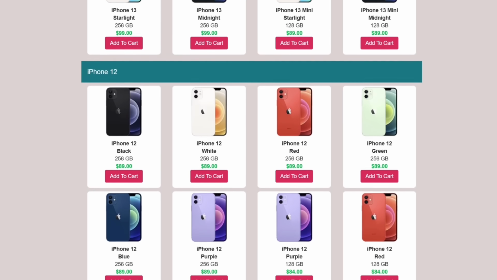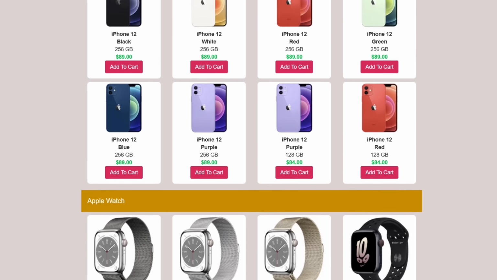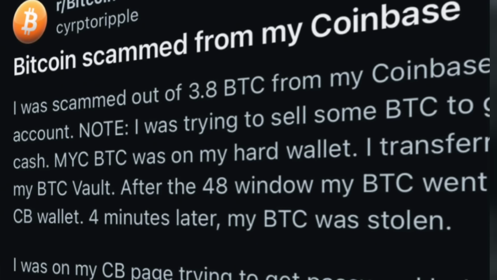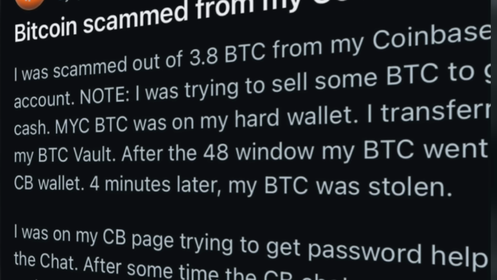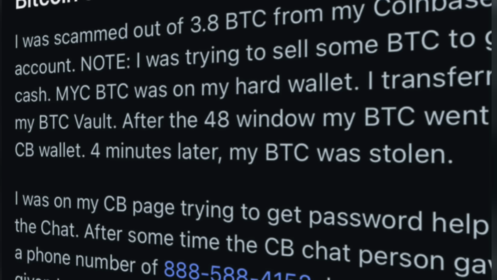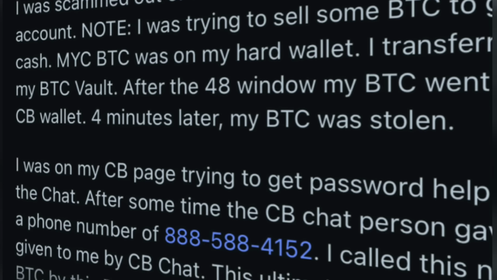I've never seen anyone actually receive these discounted items, so it could very well be a scam. But just in general, if you're sending Bitcoin, make sure whoever you're sending it to is legit, because once that Bitcoin leaves your wallet, you can't get it back.